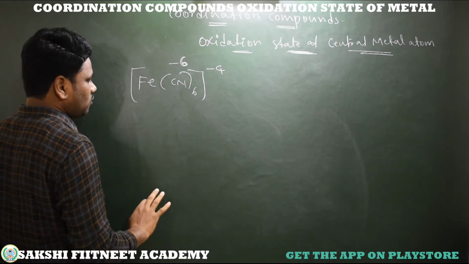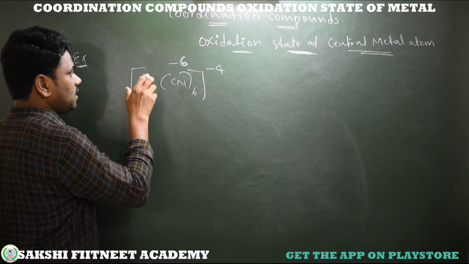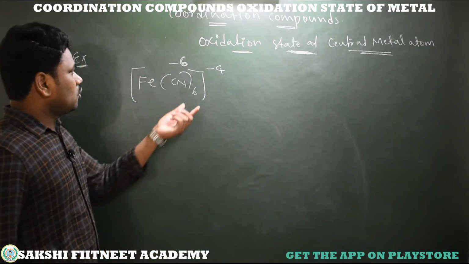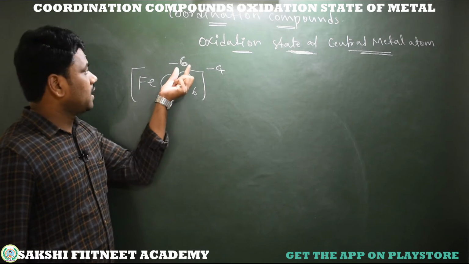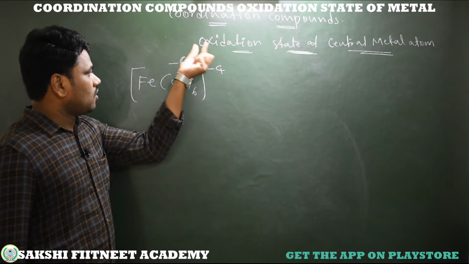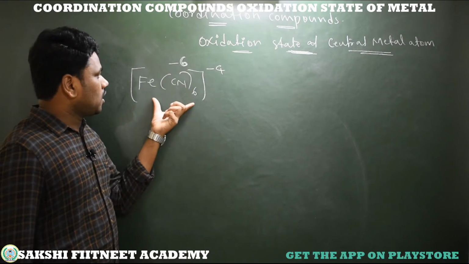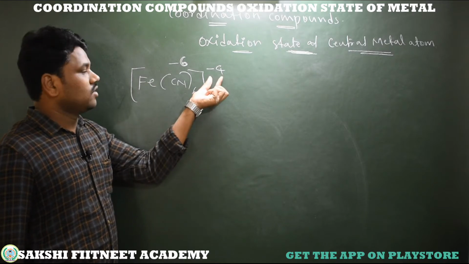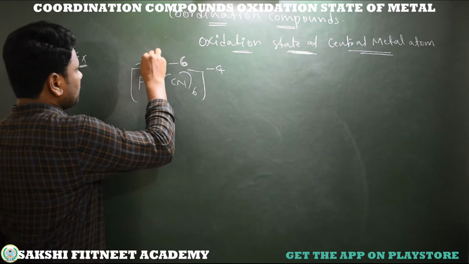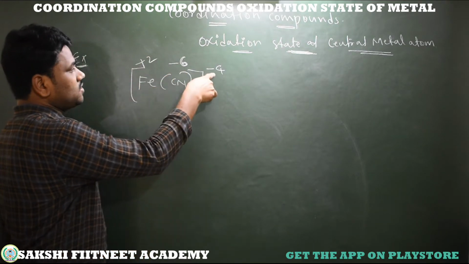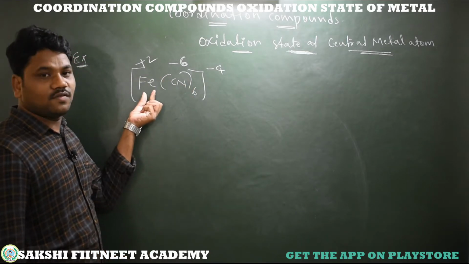So 6 into -1 becomes -6. Before going to the calculation method, here we have a simple trick to find the oxidation state of the central metal atom. See, the total overall charge is -4 and each ligand gives -1, so total -6. You just compare this. The ligands' total oxidation state is -6. The total sphere oxidation state is -4. So what about the central metal atom oxidation state? It must be +2. So +2 - 6 is equal to -4.